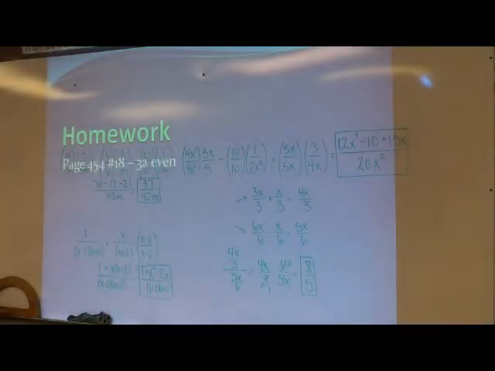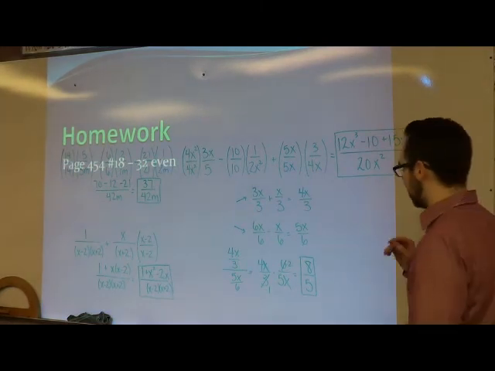Your homework for tonight is page 454, numbers 18 through 32, just the even ones. When I say tonight, I mean tomorrow in class.